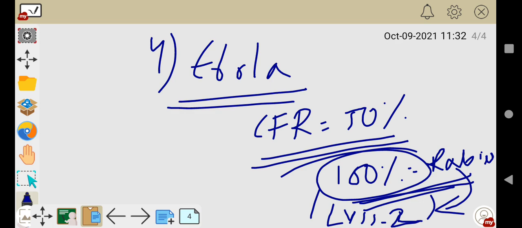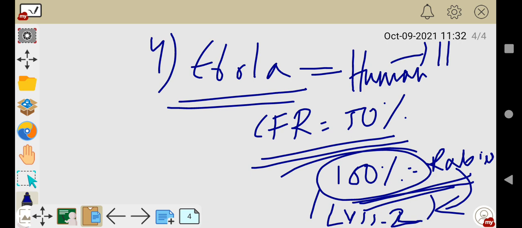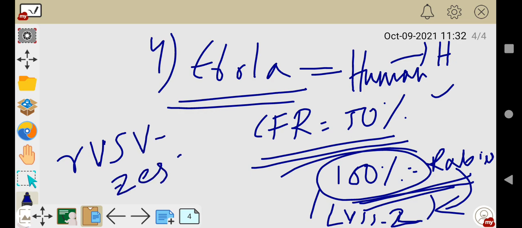Okay. And Ebola virus, the thing that was asked is that it can be transmitted from human to human. Human to human transmission is possible, correct? And there are different features like fever, body ache, nausea, vomiting, diarrhea, hemorrhage, liver failure, renal failure, and one vaccine has come recently, rVSV-ZEBOV vaccine, correct?